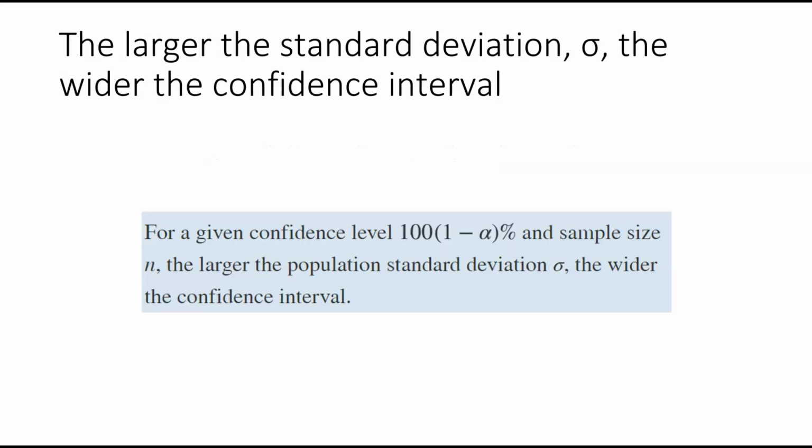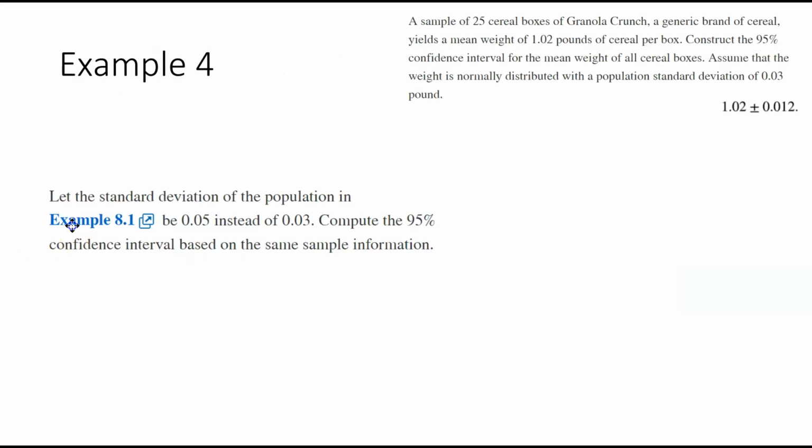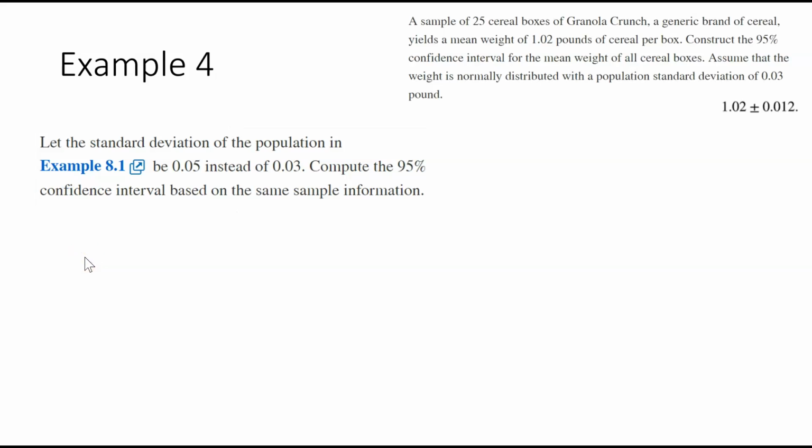Now, if we have a larger standard deviation, sigma, then the confidence interval will be wider. So let's think about that. If things vary more greatly, then we're going to have a larger, wider confidence interval. So in this case, we're looking at the same example, but our standard deviation is going to change. So our x bar is still 1.02. We're still dealing with a 95% confidence interval, but this time sigma is going to be 0.05, and we're still looking at the 25 here.